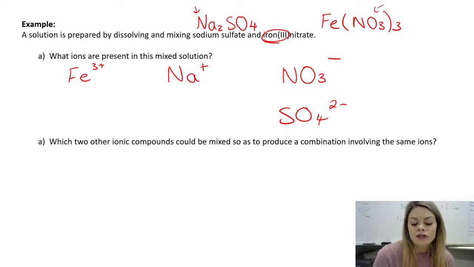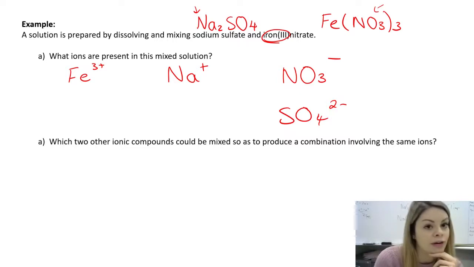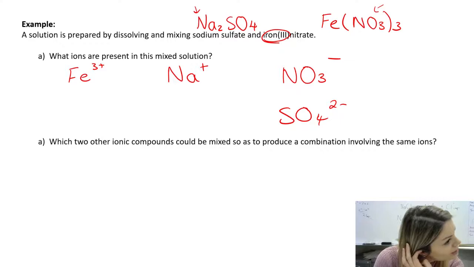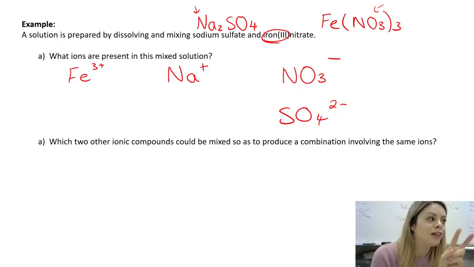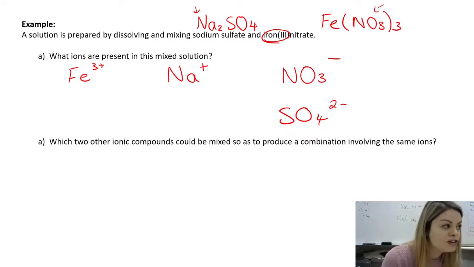Okay. So to get those 4 ions floating around in solution, I mixed sodium sulfate and iron 3 nitrate. If I wanted to get the exact same combinations of ions in solution, what other 2 solutions could I mix together to get the same result? Maybe sodium nitrate and iron sulfate. Perfect, exactly. Sodium nitrate and iron sulfate. Okay, so we just swap them.